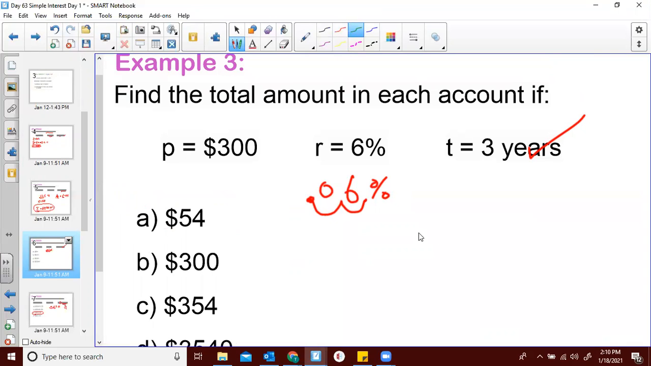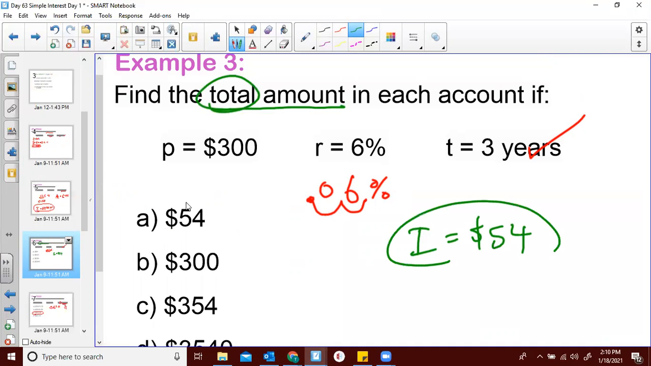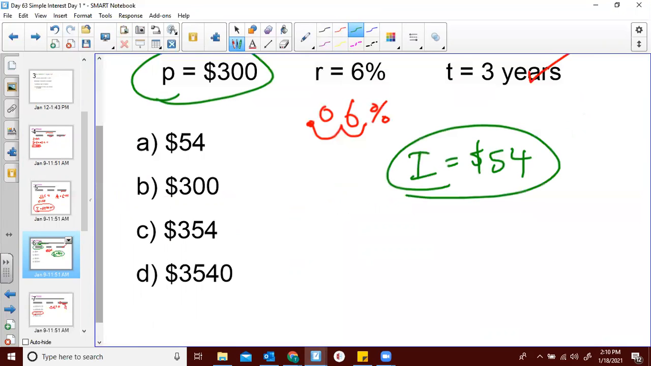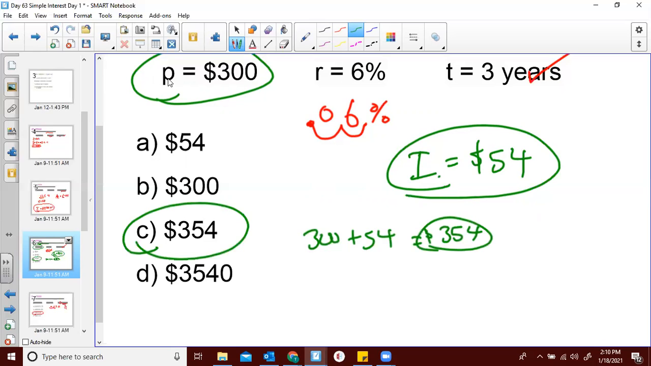All right, so we did know that our I equaled $54. Well, look, find the total amount in each account. We have this word total here. So what we want to do is add our I to our P. We will have 300 plus 54, which will equal $354. So when it asks for a total, you're going to have to add your interest to your principal.